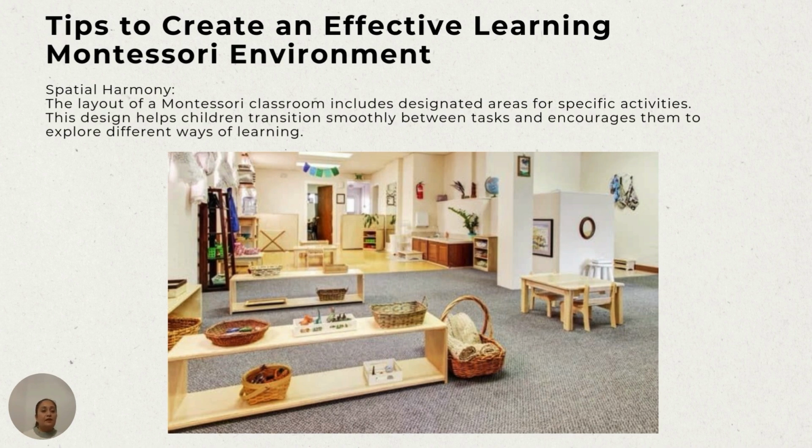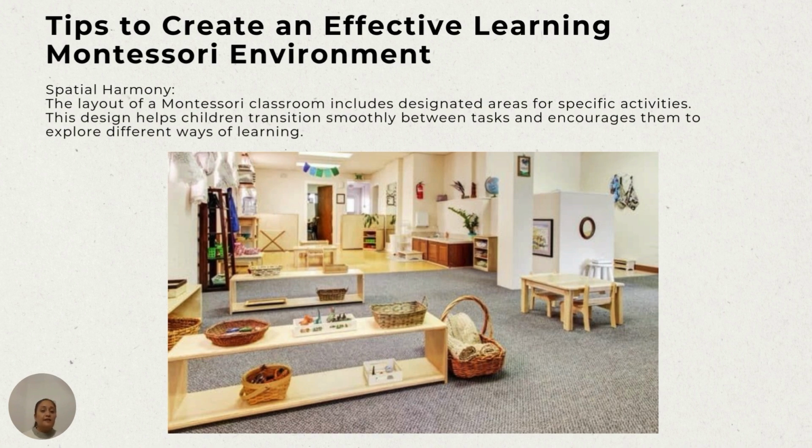So let's look at the tips to create an effective Montessori learning environment. What do we see in a Montessori environment? Well, the layout needs to be in harmony. That means the shelves, tables, chairs, or furniture should not be overcrowding the space. The design should allow exploration and freedom of movement. Children should be able to move from task to task smoothly.